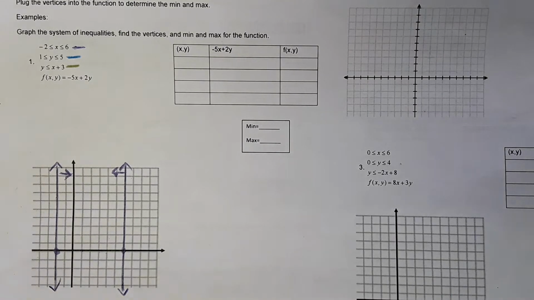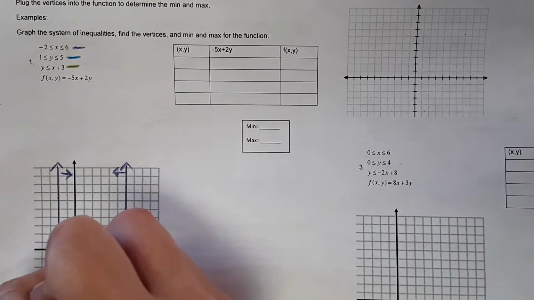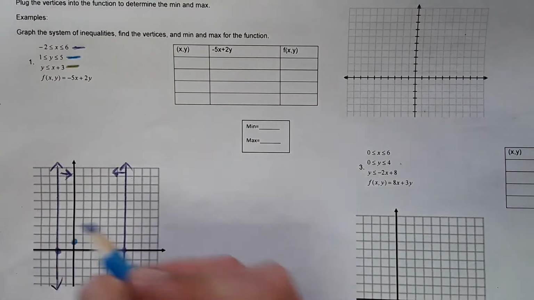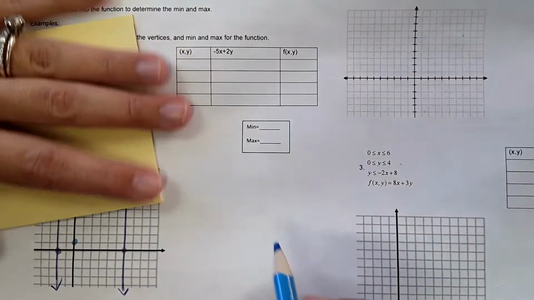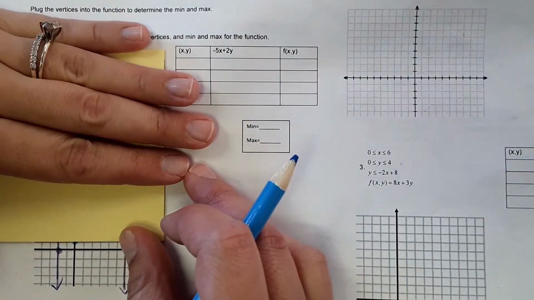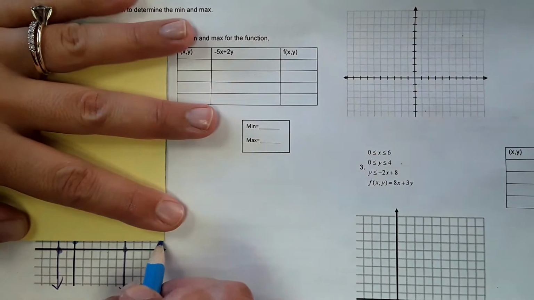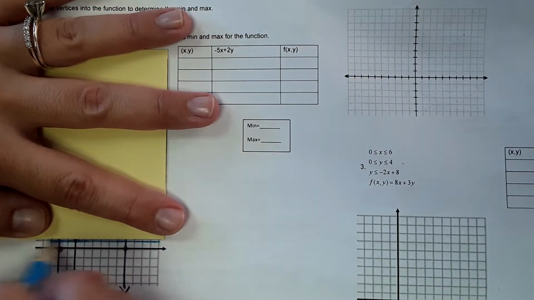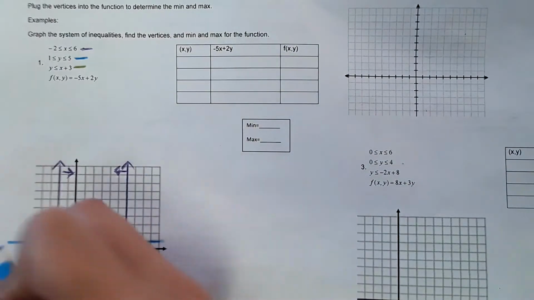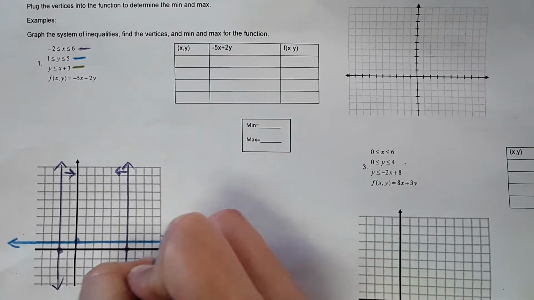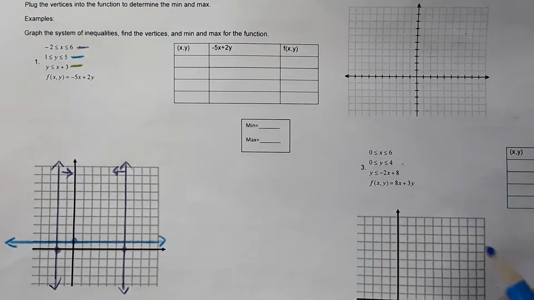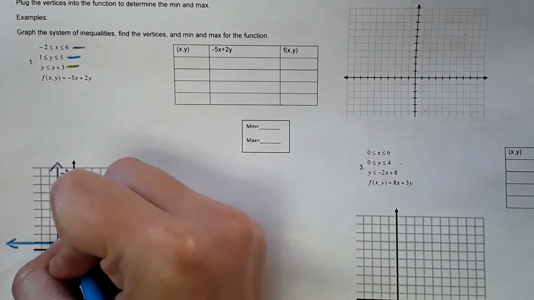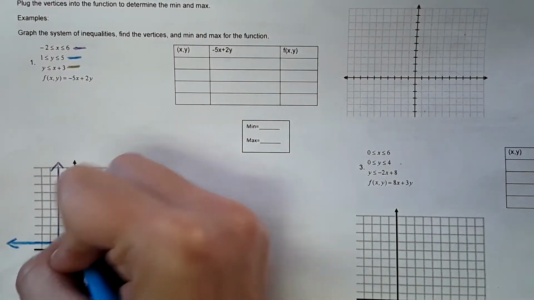Then the next one, it says y is in between 1 and 5. So y equals 1 is right here. And now I'm going to do a horizontal line. I'm doing a solid line because y is less than or equal to, so no dotted lines at this point. There's y equals 1, and then for y equals 5, 1, 2, 3, 4, 5.